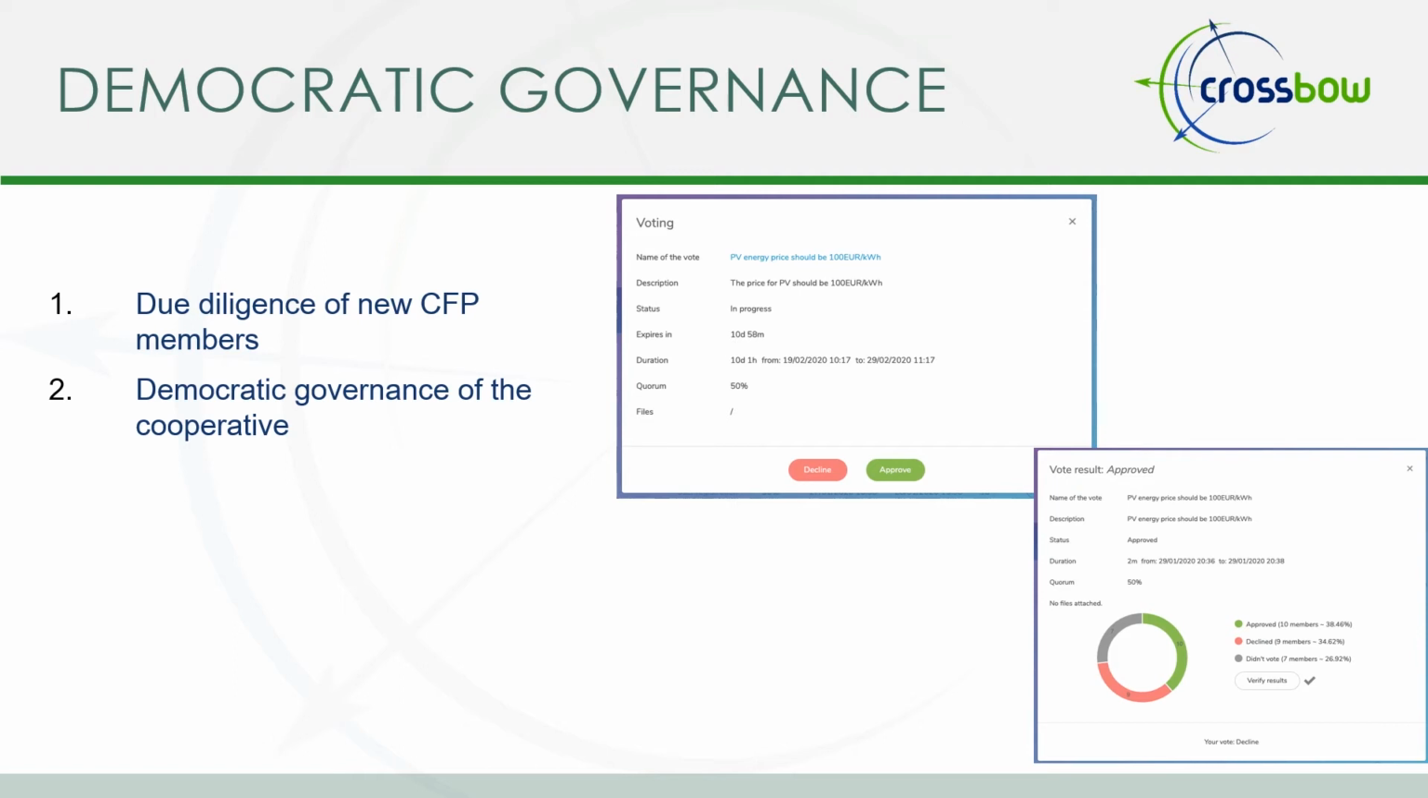Two different types of polls are supported: due diligence of the new members, and generic polls, where CFP administrators can submit generic questions to the cooperative to democratically manage the cooperative. In this example, the PV energy price should be at 100 euros per kilowatt hour.